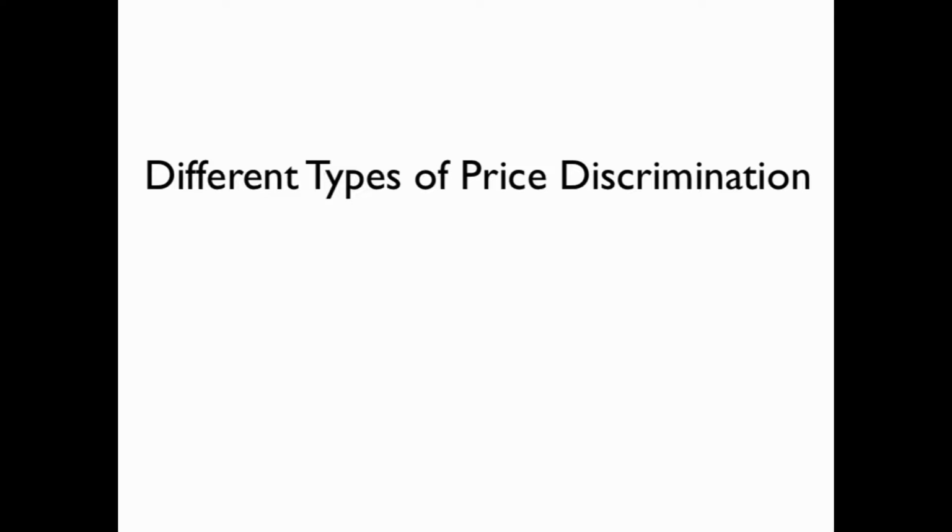So the best price discrimination techniques are those in which the seller extracts all the surplus from the consumer. In other words, it sets a price that is very, very close or the same as the consumer's willingness to pay. Now, this is very difficult to do. Some companies can do it better than others, depending on the type of good they sell.